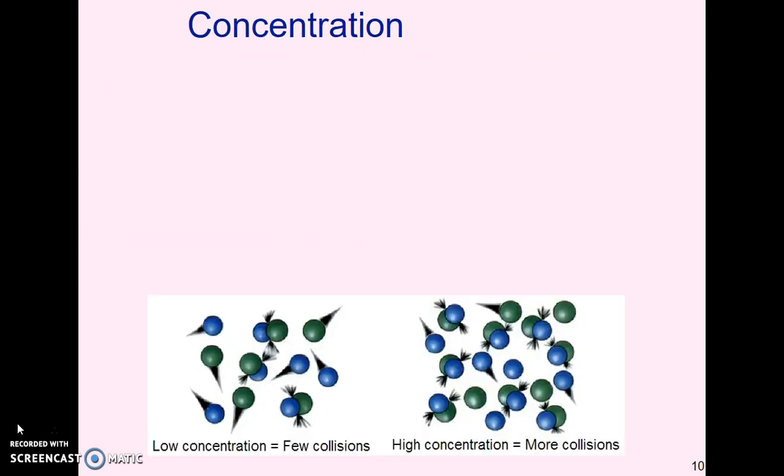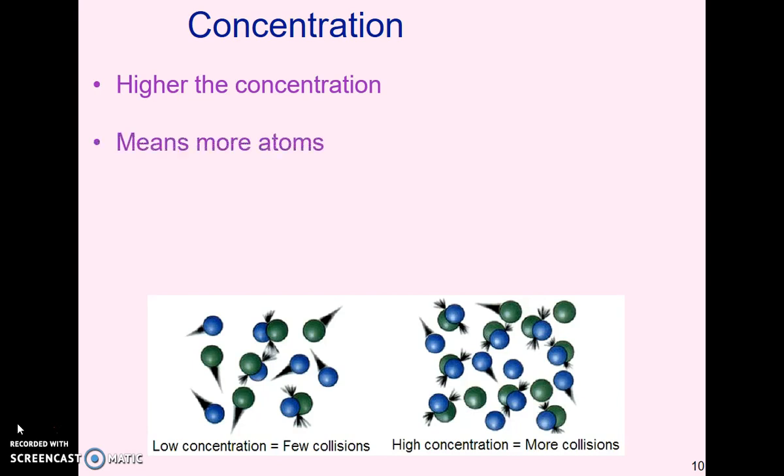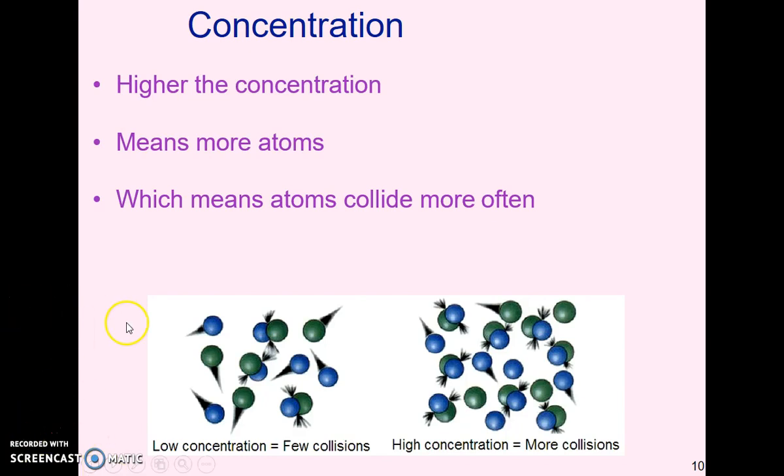Second, the next factor that can affect the speed of reaction is concentration. And by concentration, we're talking about molarity, moles per liter. So the higher the concentration, the more atoms or molecules you have in, say, the beaker, which means the atoms can collide more often. If we take a look at this image down here, let's say the green particles are hydrochloric acid, and they're going to react with a metal. Acids react with metals, and let's say this is magnesium.